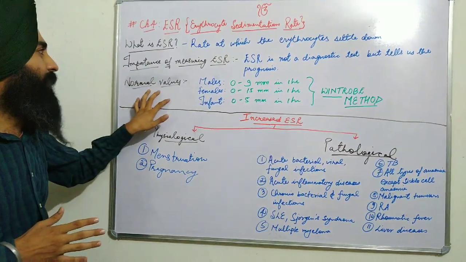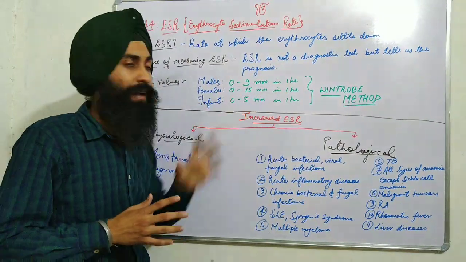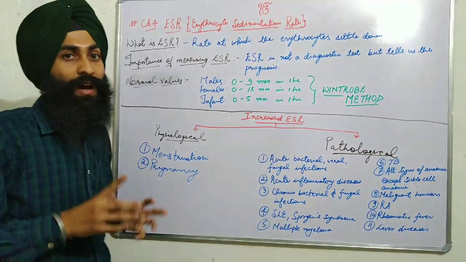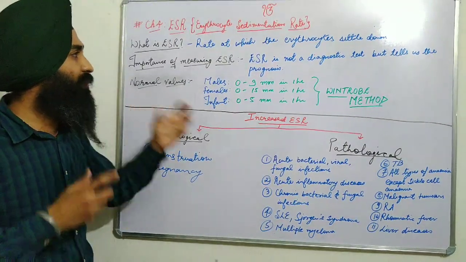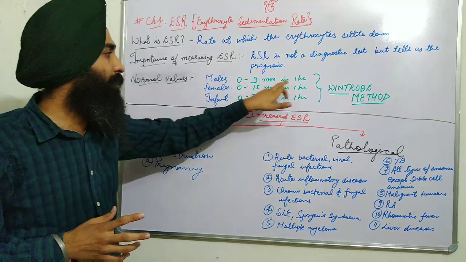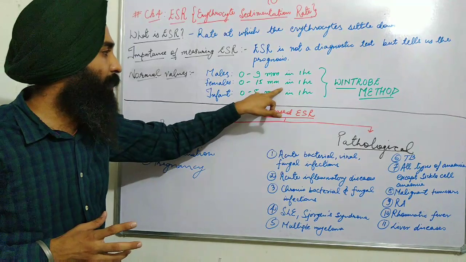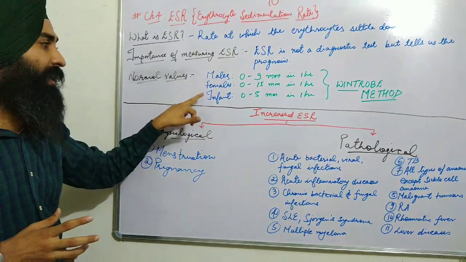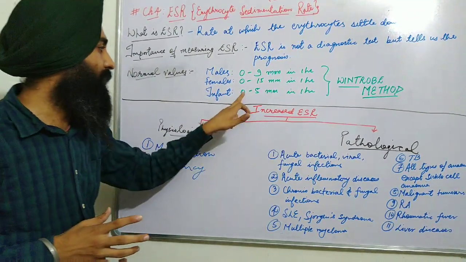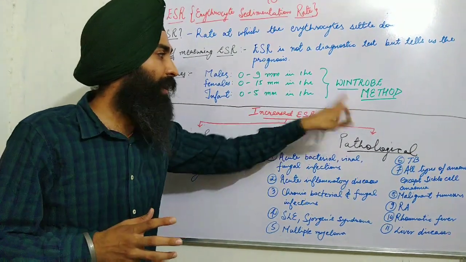Now, what are the normal values? We measure ESR in mm in 1 hour. Means in 1 hour, how much erythrocytes have settled down. So 0 to 9 mm in 1 hour is normal in males, 0 to 15 mm in 1 hour in females, and in infants it is less, that is 0 to 5 mm in 1 hour. This is by Wintrob method.